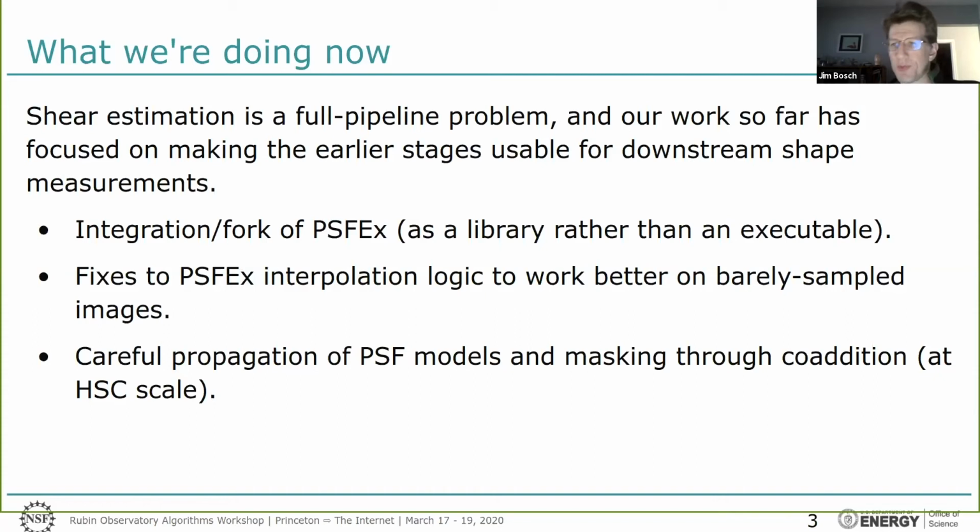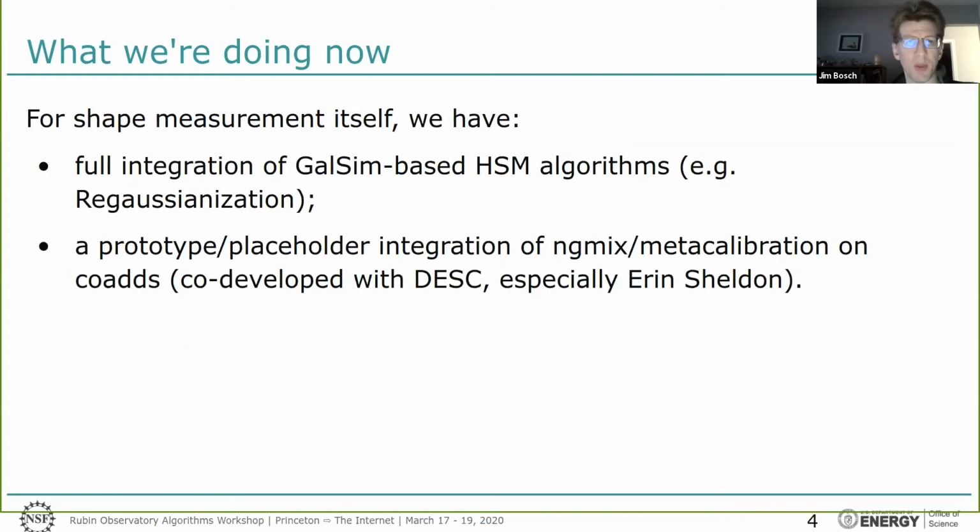And then we've also spent a lot of work doing careful propagation of PSF models and the masking that affects them through coaddition, again, at the HSC scale. For the shape measurement itself, the thing that we apply to galaxies to get quantities that you can then turn somehow into ensemble shears, we've got really two things, and none of them are adequate.